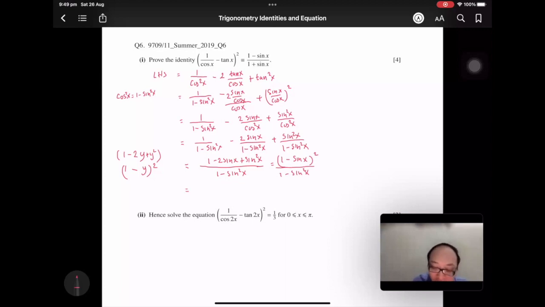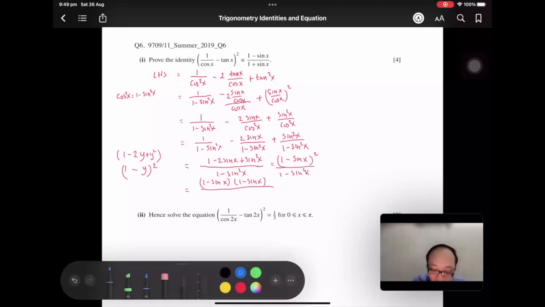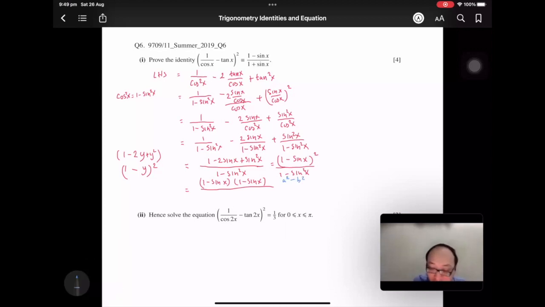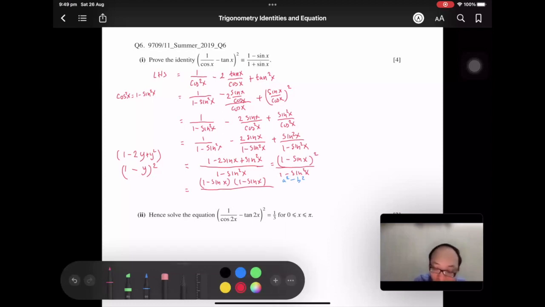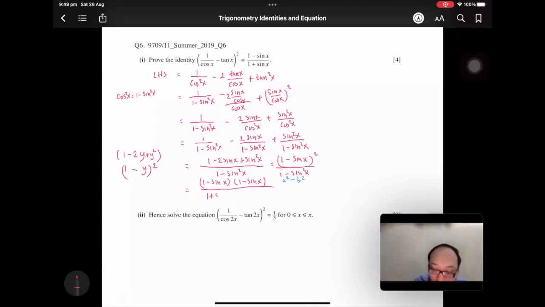So I can rewrite as 1 minus sine x, 1 minus sine x over, this is a square minus b square. So it will be a plus b, or 1 plus sine x, and a minus b, 1 minus sine x. So we can cancel one of them. So into 1 minus sine x over 1 plus sine x. So this is equals to the right-hand side.